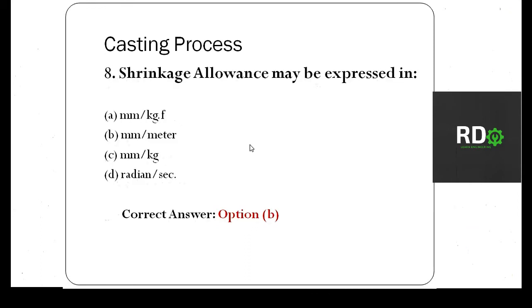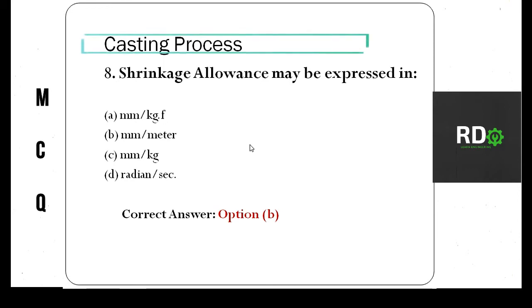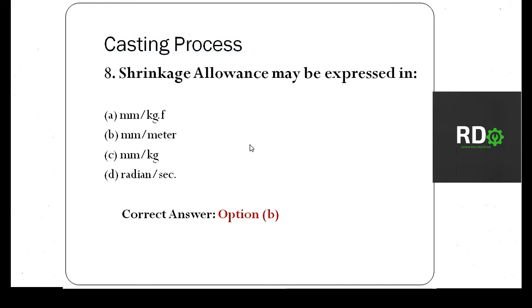So shrinkage allowance is always expressed in mm per meter. Okay, so kindly take a note, it is always mm per meter. The force doesn't come into the picture, it is mm per meter, option B. So it cannot be kgf or kg. So option B is the correct.